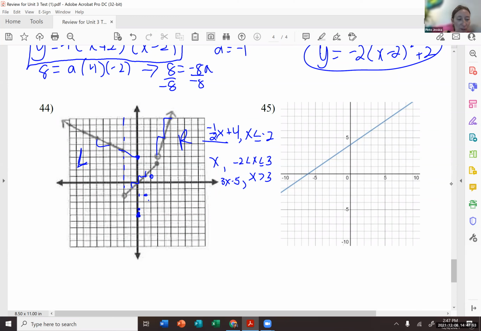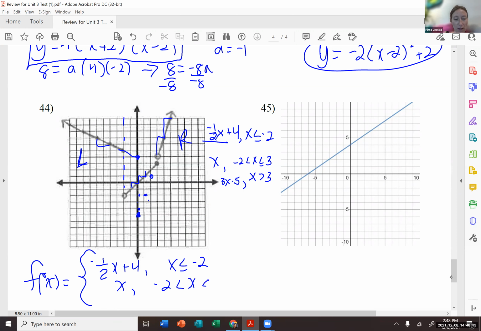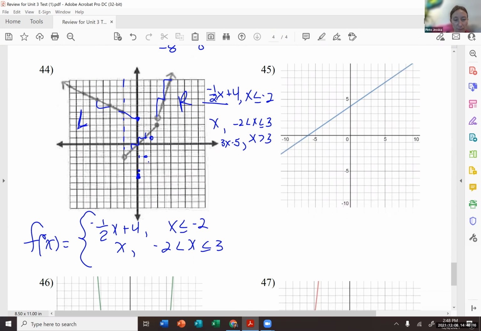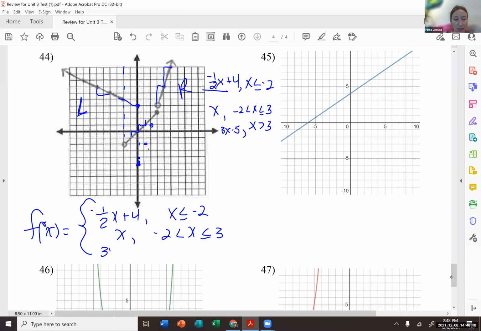So mine doesn't look that great. It's f of x equals, right, we write the beautiful bracket, -1/2 x plus 4 for x is less than or equal to -2. x, when x is between -2 and 3, and then 3x minus 5 when x is greater than 3. Oh, I underlined it by accident. When x is greater than, not greater than or equal to, 3.